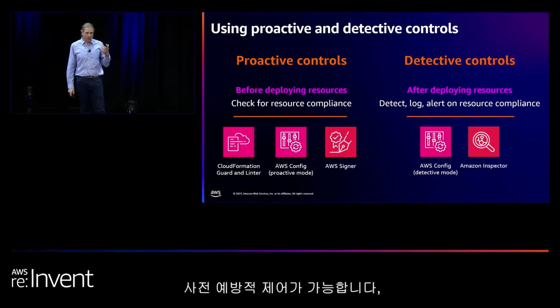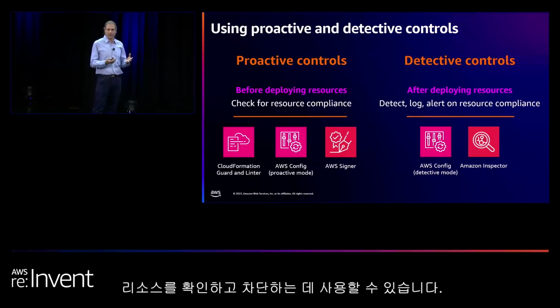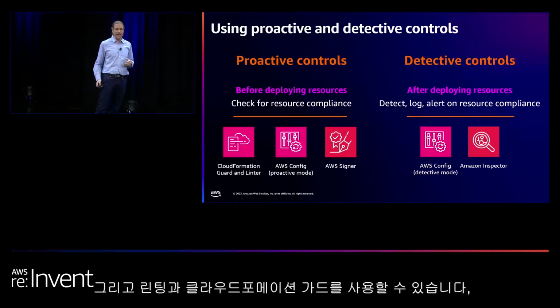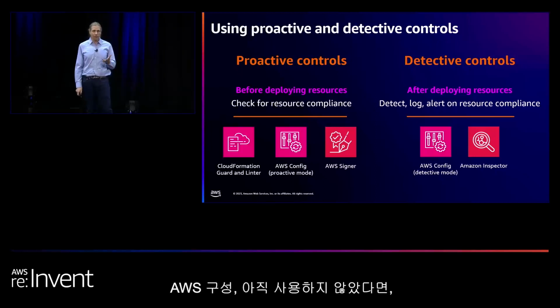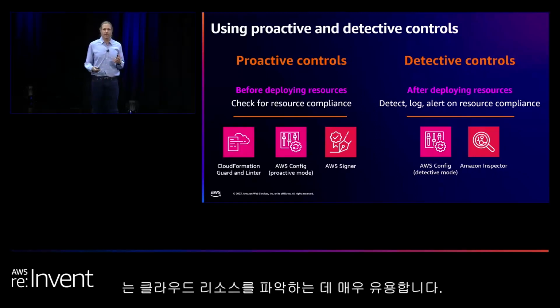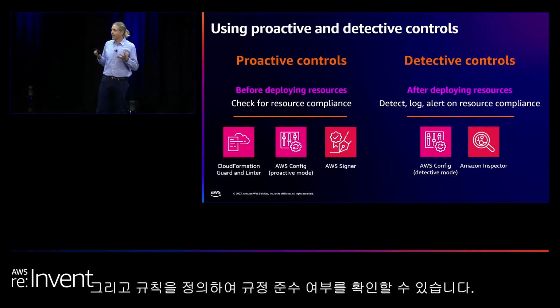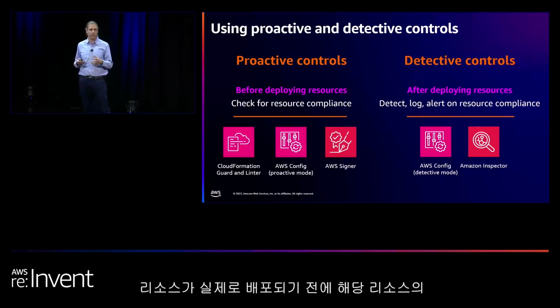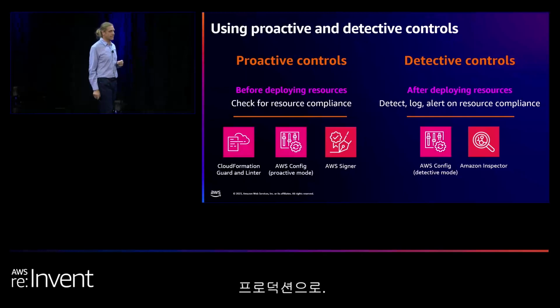And so you have proactive controls which you can use to check and block resources before they're deployed, and you can use linting and CloudFormation Guard, super useful. AWS Config, if you haven't used that, is super helpful to get a view of your cloud resources. And you can then define rules to check the compliance of those resources before they're actually deployed into production.